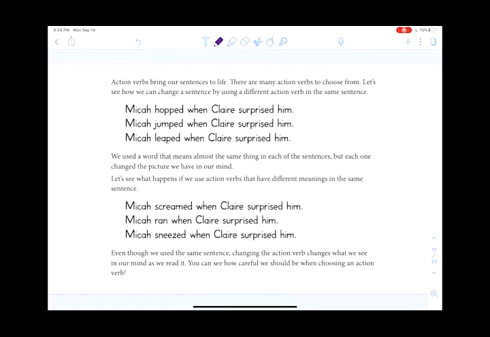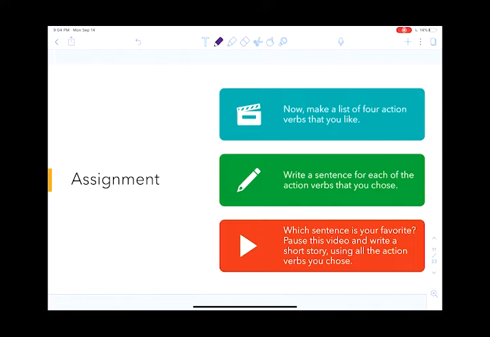Now make a list of four action verbs that you like. Write a sentence for each of the action verbs that you choose. Which sentence is your favorite? Pause this video and write a short story using all the action verbs you chose.